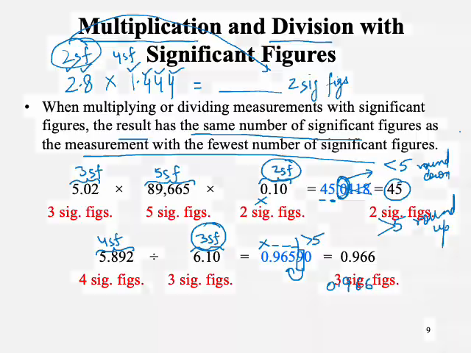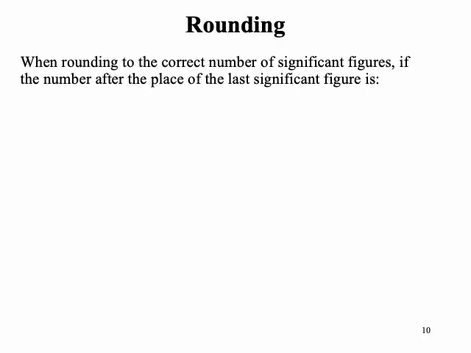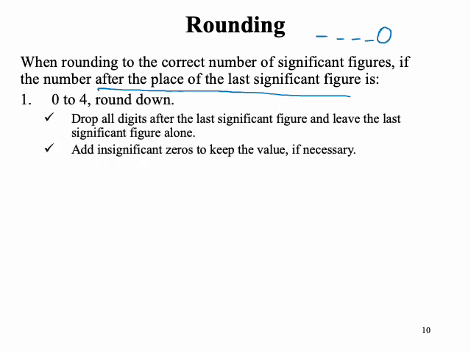Okay, so rounding essentially means when rounding to the correct number of significant figures, you look at the number after the place of the last sig fig. So if I want 4, I'll count 1, 2, 3, 4, and I will look at the 5th digit, and only the 5th digit. We don't care about what follows after the 5th digit. If that number is anything between 0 to 4, you round the number down, which means drop all the digits after the last significant figure and leave the last significant figure alone. Okay. If you need it, you can add zeros to keep the value, which is, if you need 0 as a placeholder, you can write the 0, and I'll show you why.